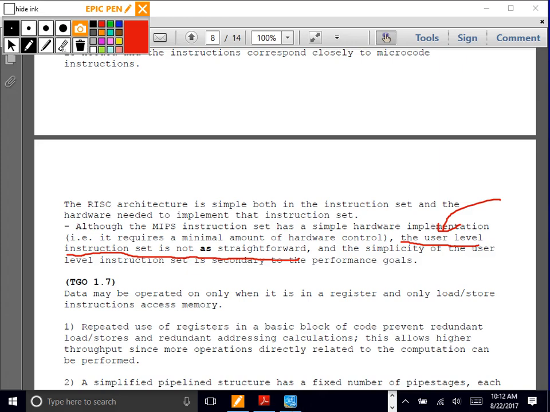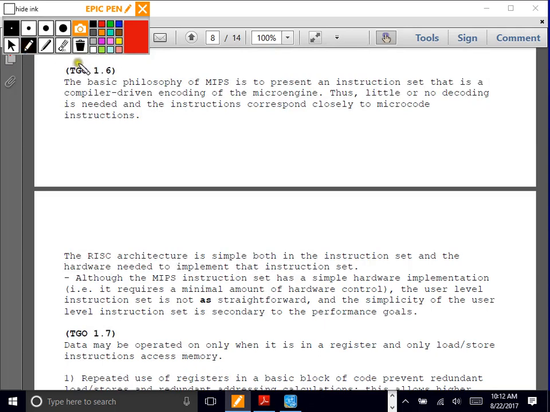Yes? Is that paragraph part of the... No, I'm sorry, I should have mentioned it. Yeah, the end of 1.6 is here. Any other questions? Yeah. Okay, good.